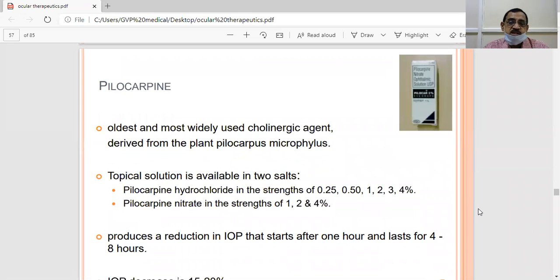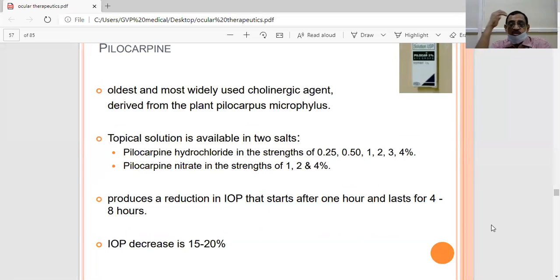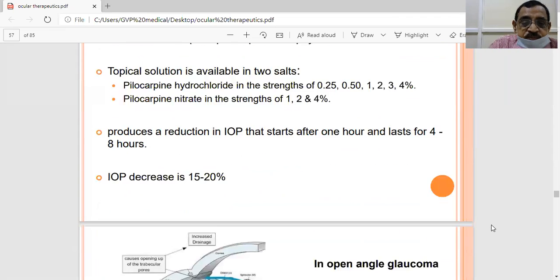Pilocarpine is the oldest and most widely used cholinergic agent, derived from the plant Pilocarpus microphyllus. It is available as a topical solution in 2 salts: pilocarpine hydrochloride in strengths of 0.25, 0.5, 1, 2, 3, 4%, and pilocarpine nitrate in strengths of 1%, 2%, and 4%. It produces a reduction of IOP that starts about 1 hour after instillation and lasts for about 6 to 8 hours. The IOP decrease after the use of pilocarpine is around 15 to 20% from the basal IOP.